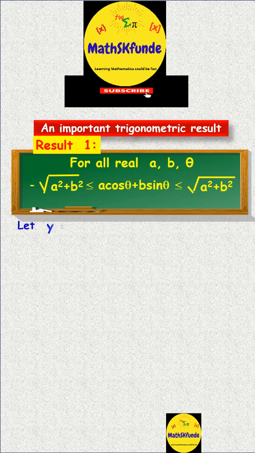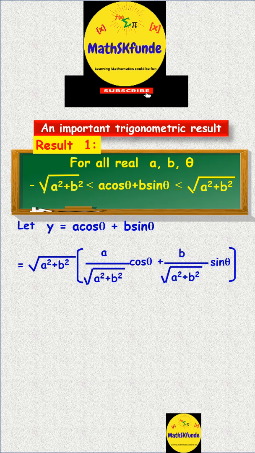Now let me take that a cos theta plus b sin theta is y, and I multiply and divide by under root a square plus b square. Now these quantities, a upon under root a square plus b square and b upon under root a square plus b square, which we are seeing inside the bracket, they are important to us. Now why do I say so?